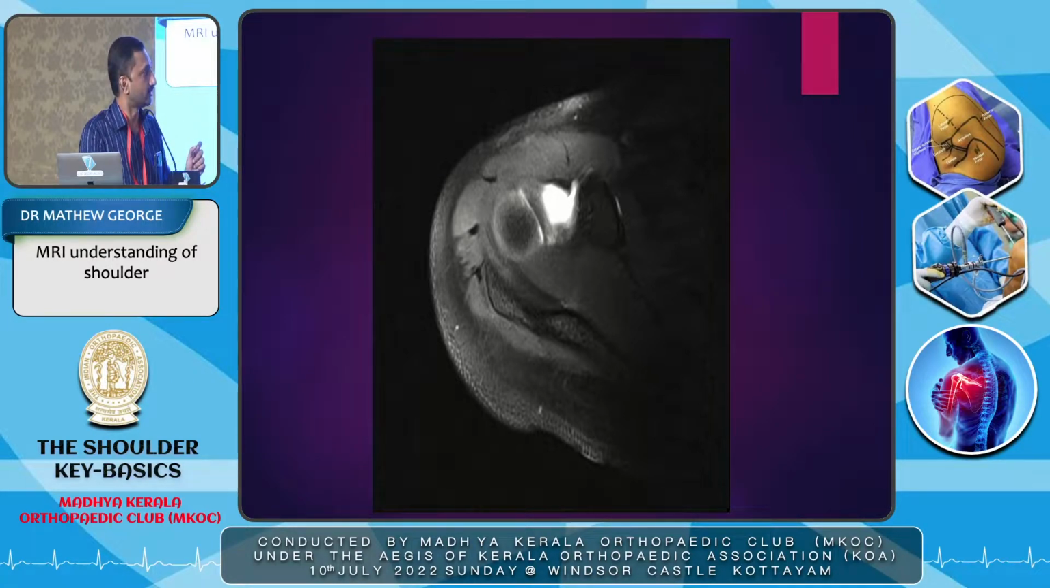And then this black thing, the rounded structure, is the topmost part of the humerus. Any change in the shape, if you see an indentation or a flattening of the posterior aspect of the humeral head, you know that you are dealing with a Hill-Sachs defect. And so that's the scapula.